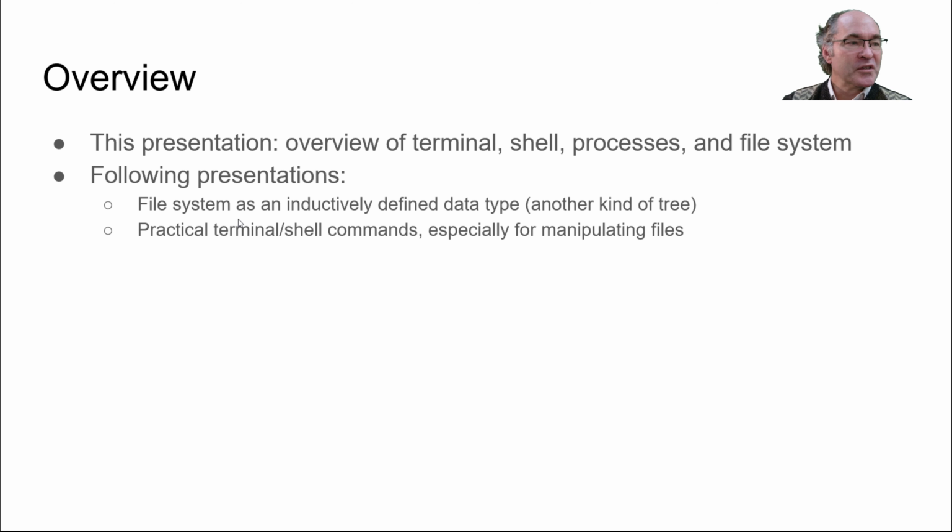So here's an overview of the rest of this talk. I'm going to give you an introduction to how the terminal works, the shell, processes, and the file system. I'm only going to talk about the file system briefly here, but in the next couple of videos, we'll spend much more time exploring the concept of the file system. And in particular, we'll see it's another instantiation of the concept of an inductively defined data type, namely a tree. Not a binary tree in this case, in which every node has exactly 2 children, but rather a more general tree in which every node can have 0 or more children.